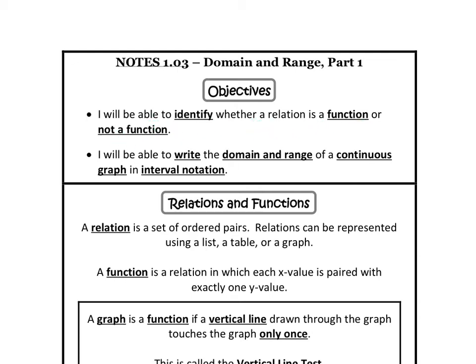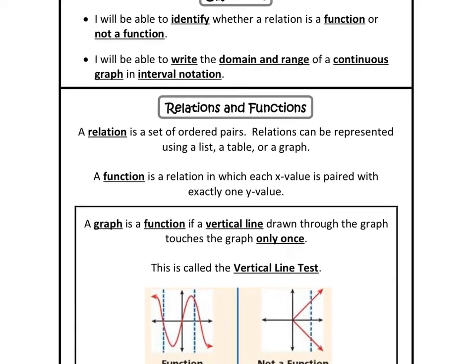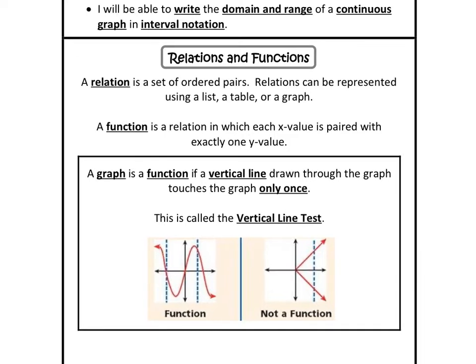So to start off, the question is, in most people's mind, what is a relation and what is a function? In math, in algebra for this class, we're going to say a relation is a set of ordered pairs. Now, ordered pairs is another term that we might remember from Algebra 1.